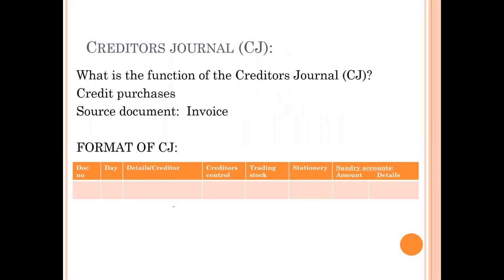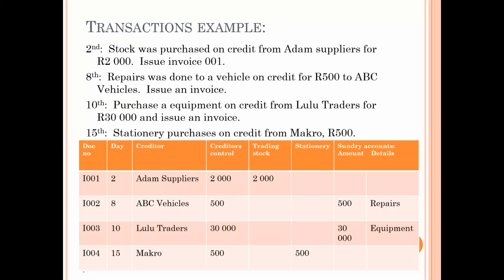Then we have looked basically at the format of the CJ, the Creditors Journal, and we said you're going to have the document number, day, details or creditor, that is the name of the business, always creditors control, and the rest of the columns will be different from activity to activity, but you will always end off with the sundry accounts. Then we have started to look at some examples, but if you look at the completed Creditors Journal, I'm going to highlight a few things.